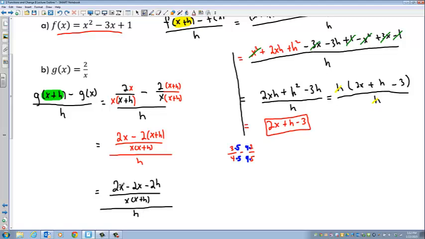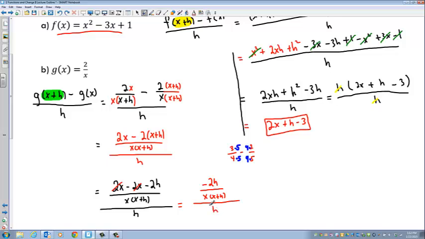And then notice what cancels on the top? Those 2x's. So you have plus 2x minus 2x. So they're going to cancel. And you'll be left over with minus 2h on top. That's divided by x times x plus h. And then you have this divided by h.